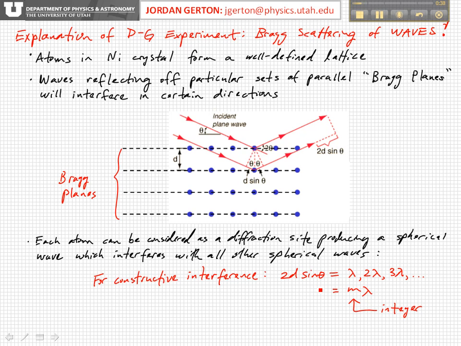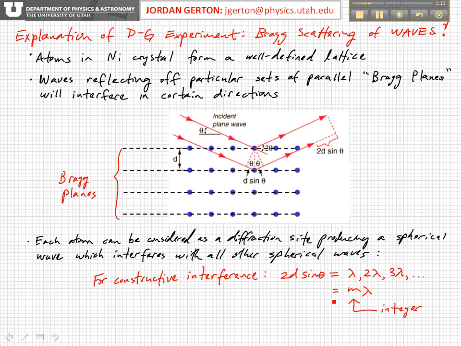Okay, and so what we want to do now is calculate the wavelength that would correspond to a particular Bragg spacing, a particular value of d, the spacing between the Bragg planes, for nickel. Which actually was known at the time from X-ray scattering experiments, which is again where the Bragg scattering formalism actually arose.